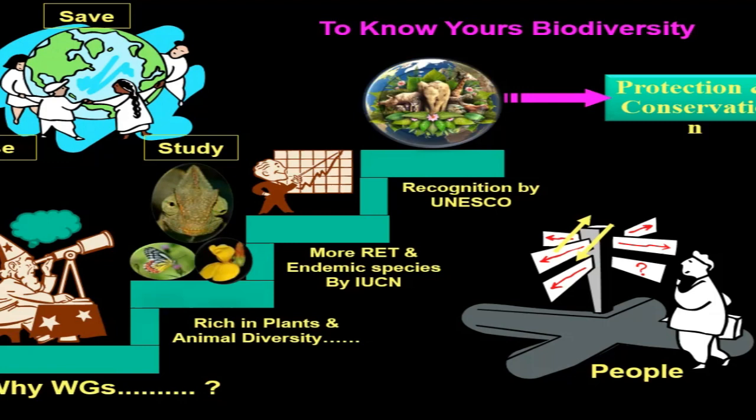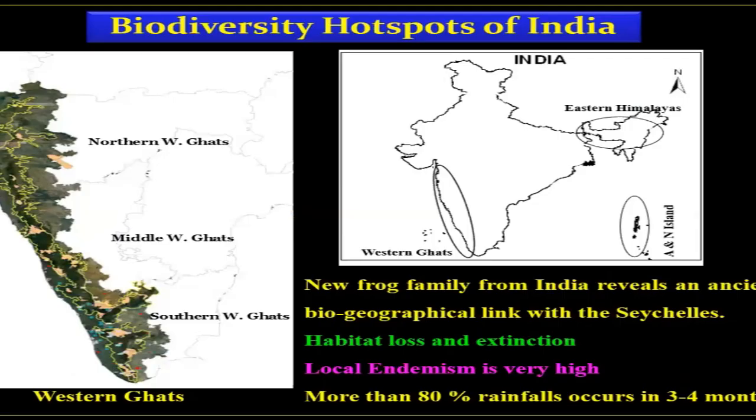Now, it's our prime responsibility to tell the common people, the layman, the society, that this biodiversity is very unique, and it's actually a combination of life forms, and whatever goes wrong with this, we cannot regain it. We cannot develop those species which have gone extinct.